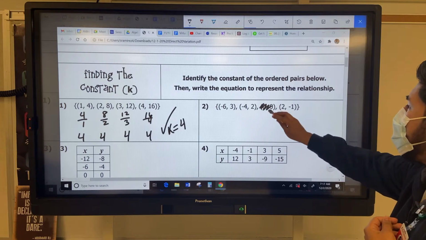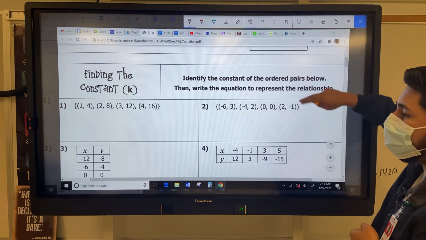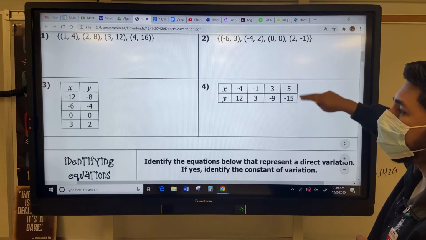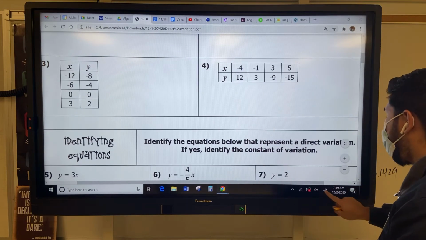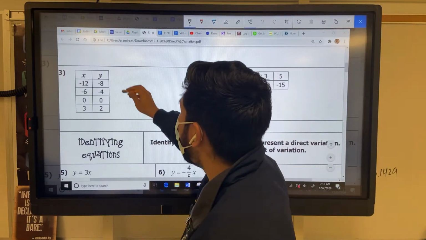I'm going to take off the 0 so we won't get confused there. Take off that 0, 0. All right. Same thing over here. This would be a little more complicated.